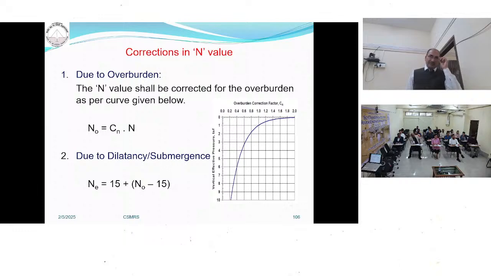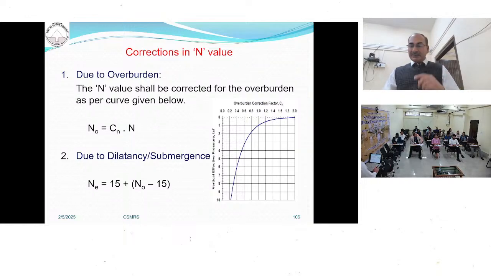Once you have conducted the SPT test, depending upon this data, you apply certain corrections. First is the overburden correction. In the case of sandy soil, we apply the overburden correction. This is the graph that is shown. With the help of this graph, we determine the value of CN and correct for overburden. Second, in the case of fine sand or silty soil, if the N value is greater than 15, we apply the dilatancy correction.